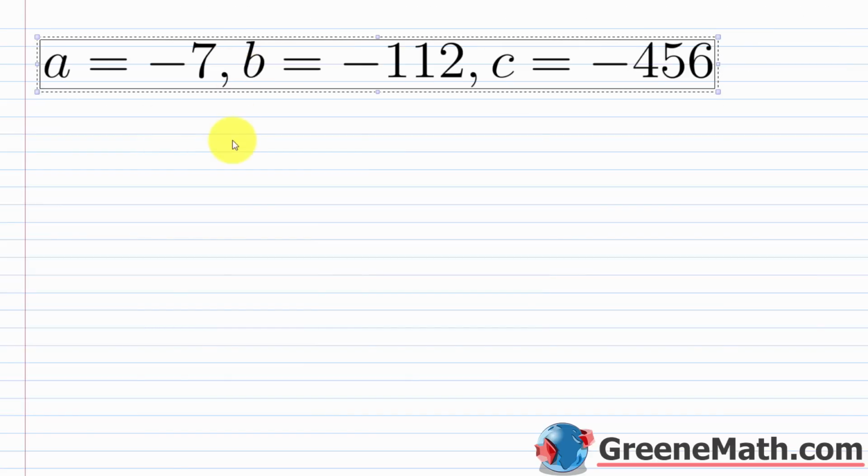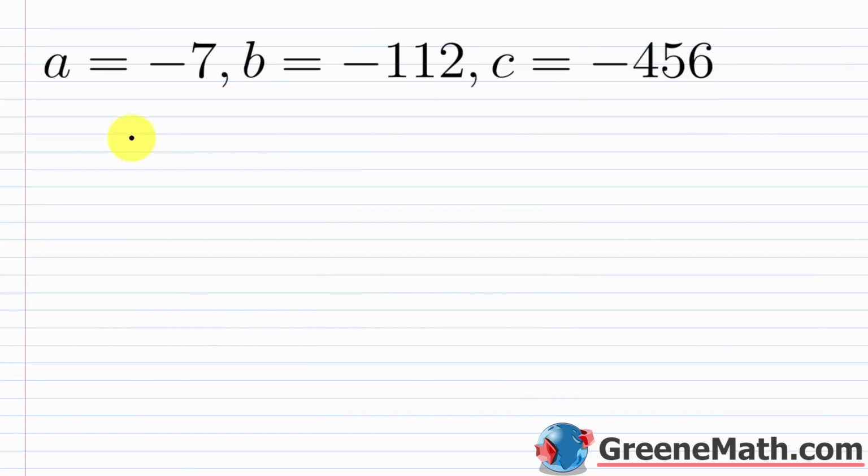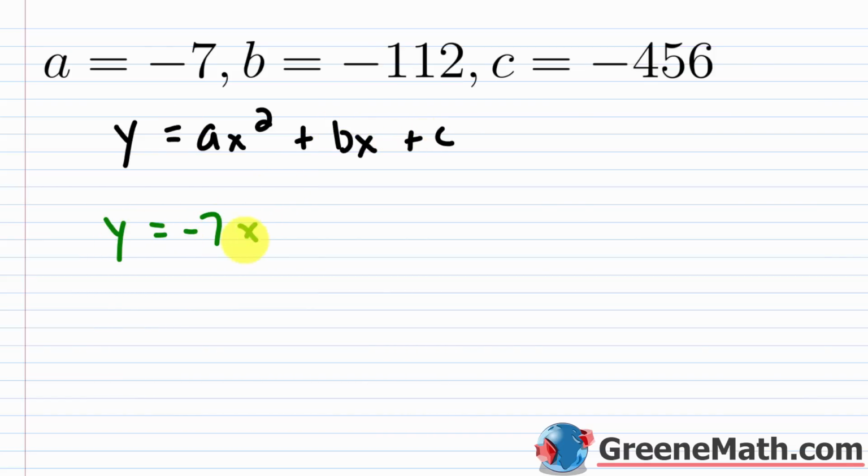All right, let me grab this and paste this in so it's nice and neat for us, just so we can write our answer. So y equals ax squared plus bx plus c. And again, we know the a value is -7, so y equals -7x squared. We know the b value is -112, so minus 112 and then x. And then we know the c value is -456, so minus 456. So y equals -7x squared minus 112x minus 456.